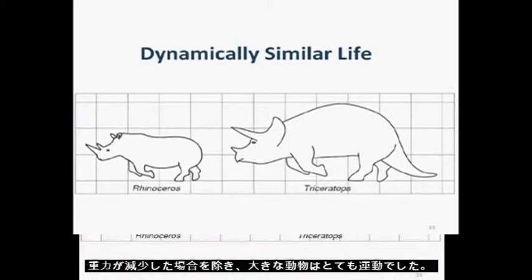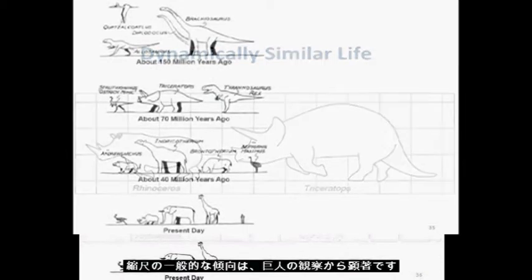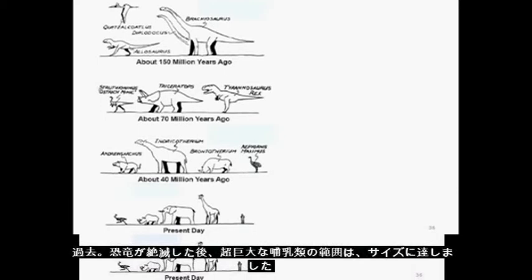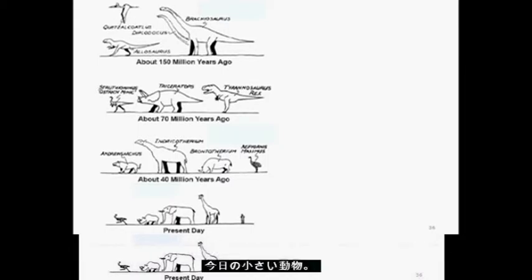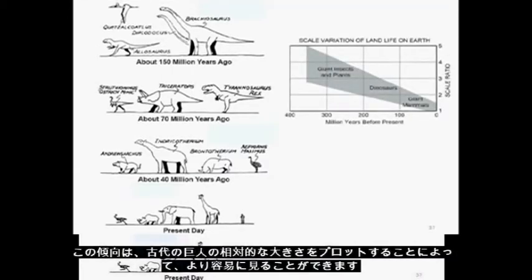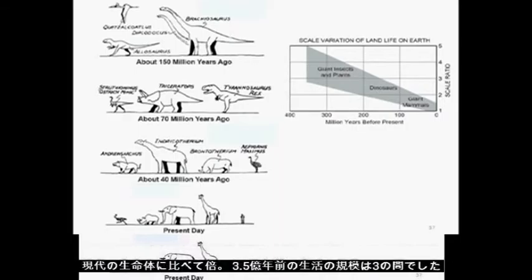The general trend of scale reduction is noticeable from the observation of giants of the past. After the dinosaurs became extinct, a range of supergiant mammals reached the size of smaller dinosaurs about 40 million years ago. These have all been replaced by the smaller animals of today. This trend can be seen more readily by plotting the relative sizes of giants of ancient times compared to modern life forms.